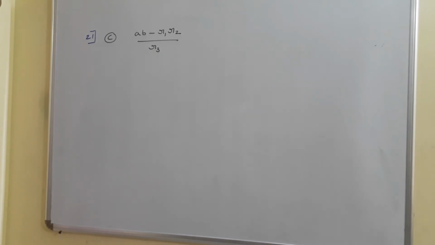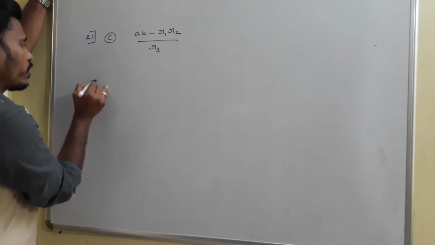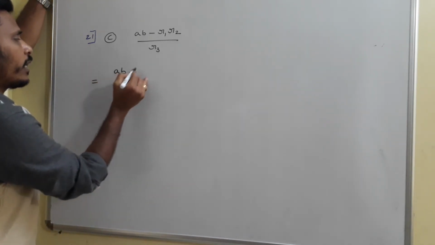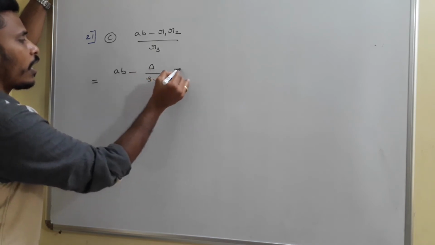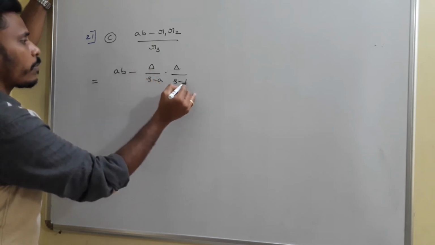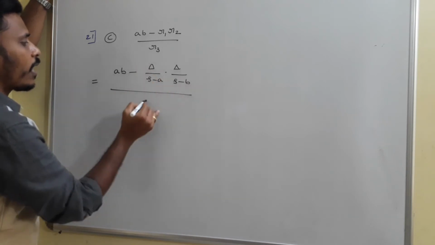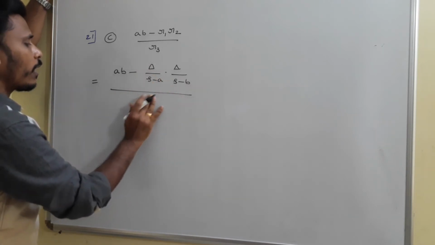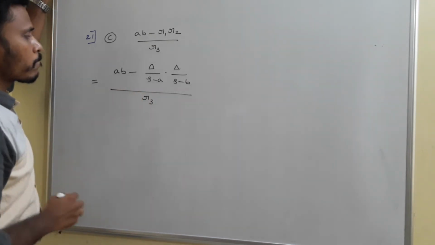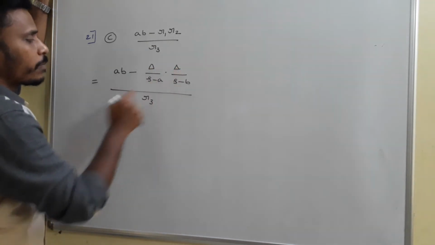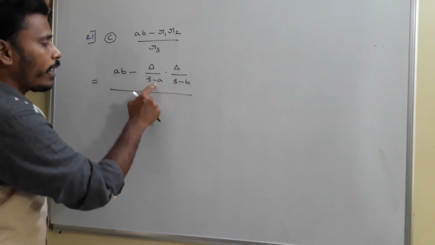AB minus R1 R2 divided by R3. The same formulas we need to use. This is equal to AB minus R1, which is simply delta by S minus A. R2 is delta by S minus B, divided by R3. And this is delta by S minus A into S minus B, delta square by S minus A, S minus B.